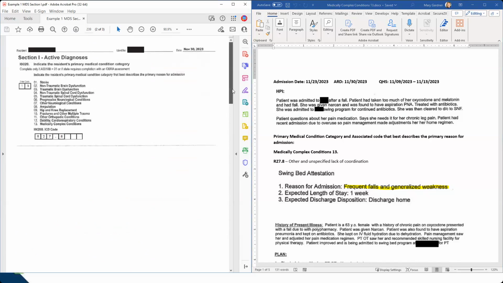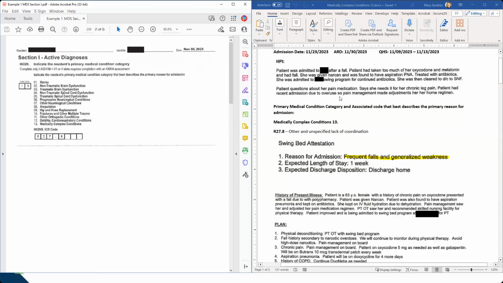So in this case, we're going to scroll back up. And this patient was marked as having medically complex conditions, and the diagnosis code listed was other and unspecified lack of coordination. As we look through some of the physician documented information, we can find that this patient was actually admitted for a fall after taking too much oxycodone and melatonin. She was also found to have aspiration pneumonia at that time, and she was in the hospital and being treated with antibiotics.